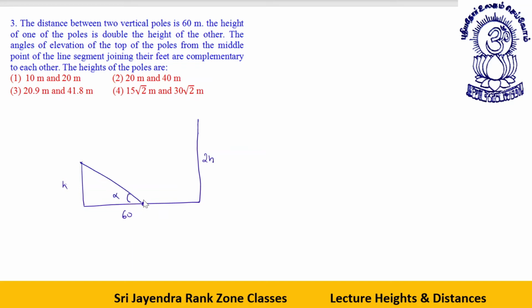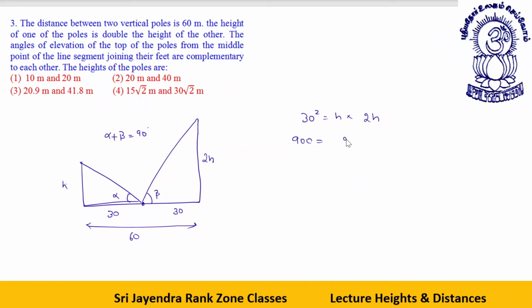This angle is alpha. This angle is beta. Alpha plus beta is equal to 90 degrees. This is 30. This is 30. This is 30. This is 30. This is 60. What will be your shortcut? Your shortcut will be this common side. 30 square is equal to h into 2h, or I can say 900 is equal to 2h square. Direct rule, as I have told you.